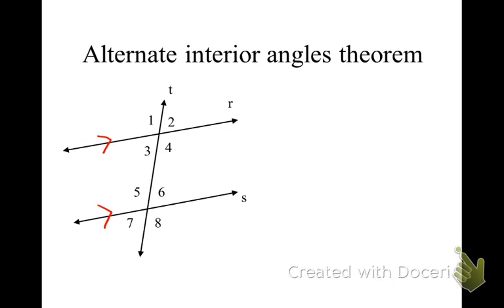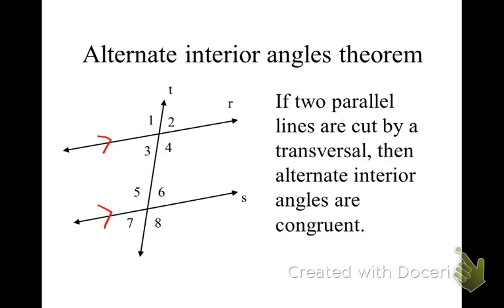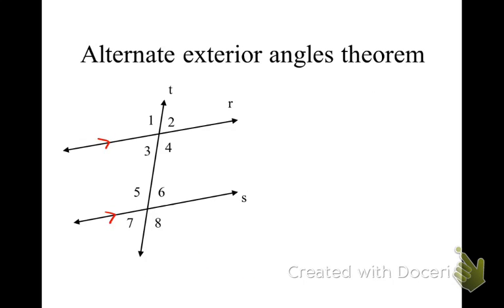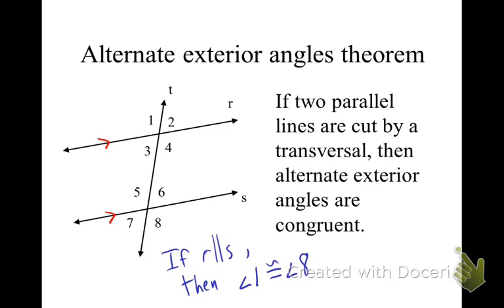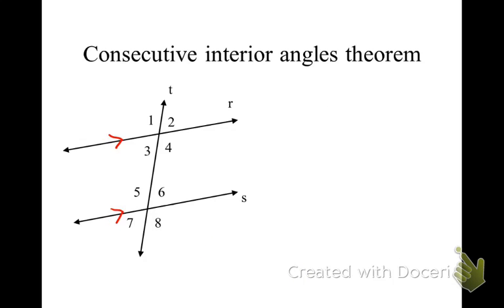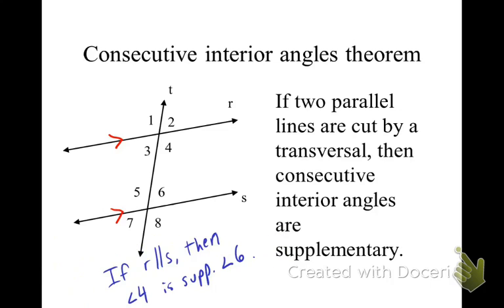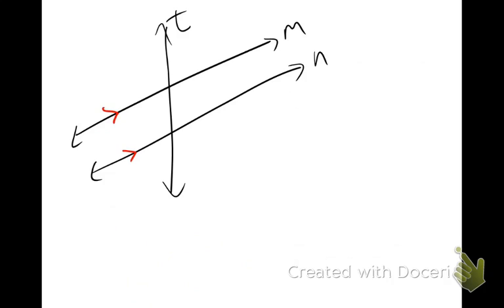If parallel lines are cut by a transversal, then alternate interior angles are congruent. And that's a theorem. If parallel lines are cut by a transversal, then the alternate exterior angles are congruent. So if R is parallel to S, then 1 and 8 are congruent. And if the two lines are parallel and T is the transversal, 4 and 6 are supplementary. All those theorems are things that can be proven.